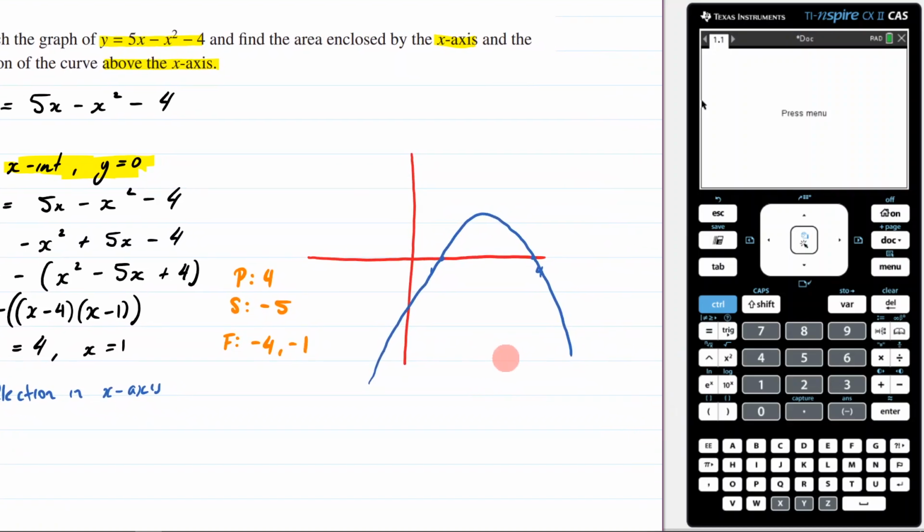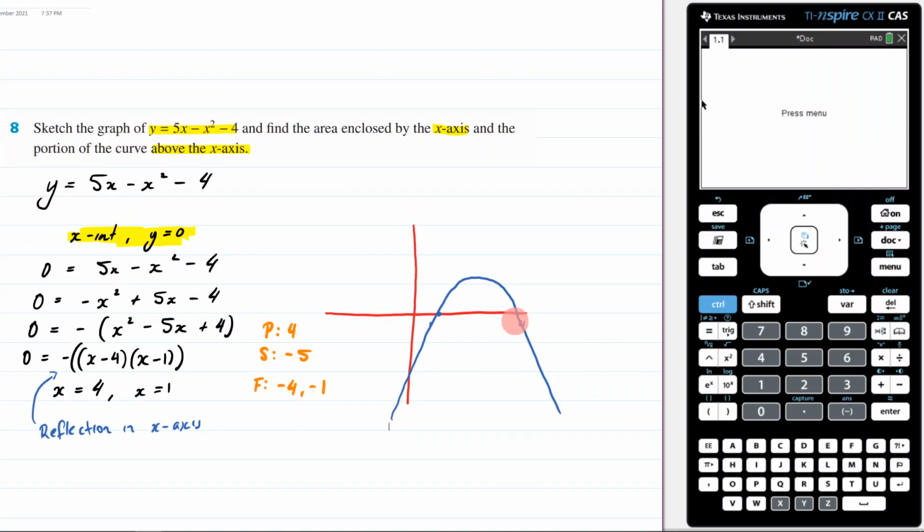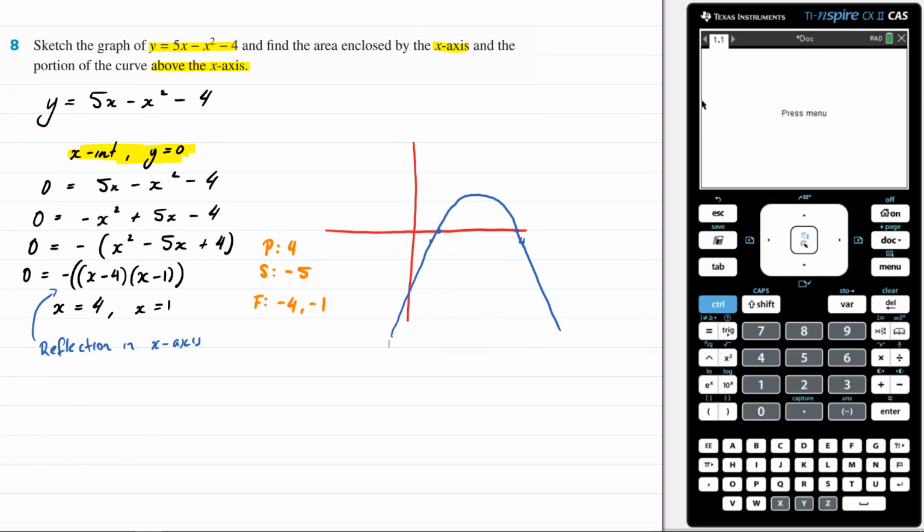Whoa, my computer has some serious lag going on. Let's try that again. Look at that lag. All right. That is as good as it's going to get. Try to make your graph as pretty as possible. I'm not going to fully sketch this. I think that will suffice.